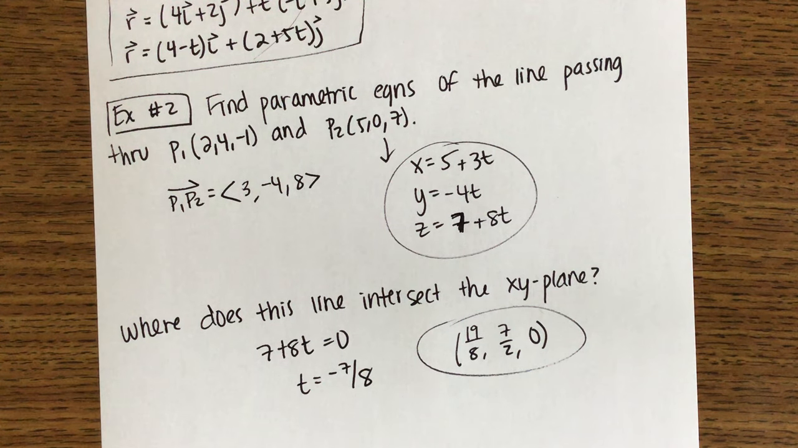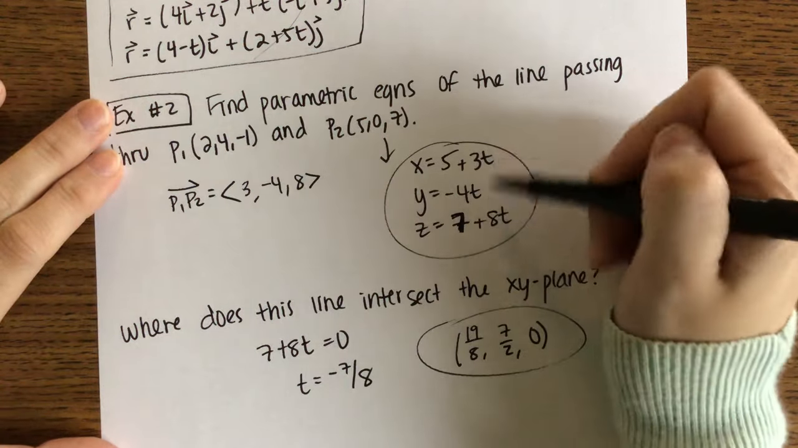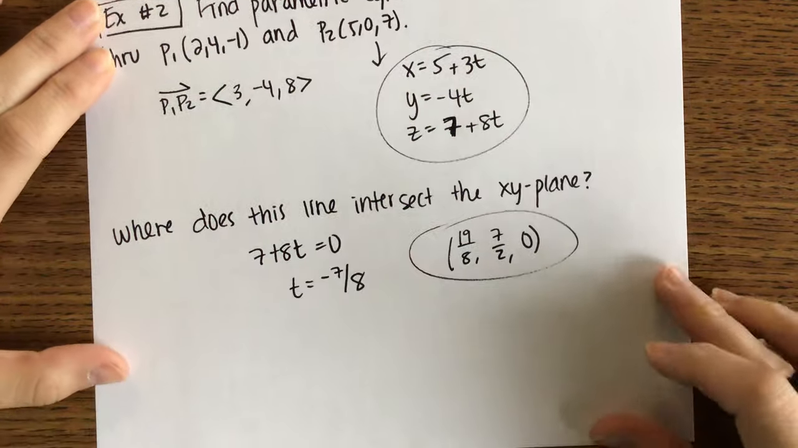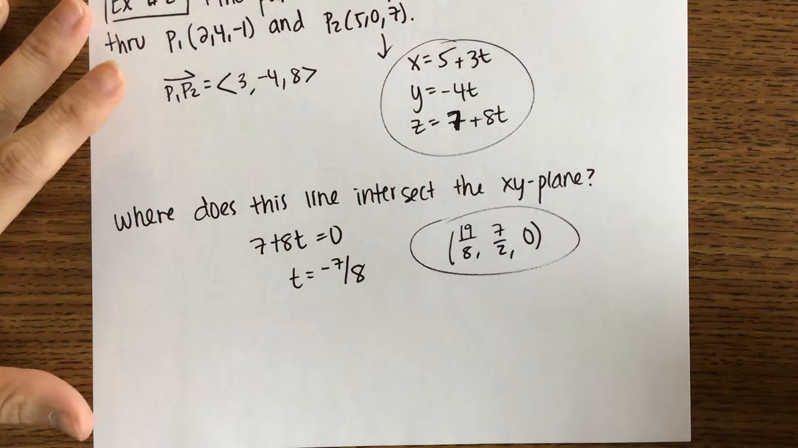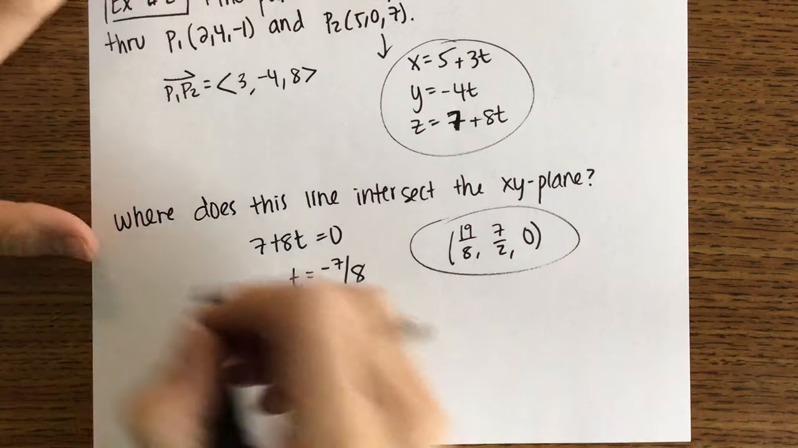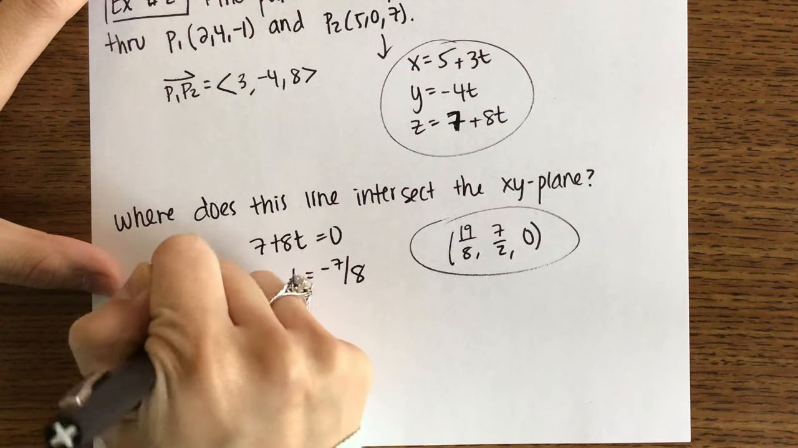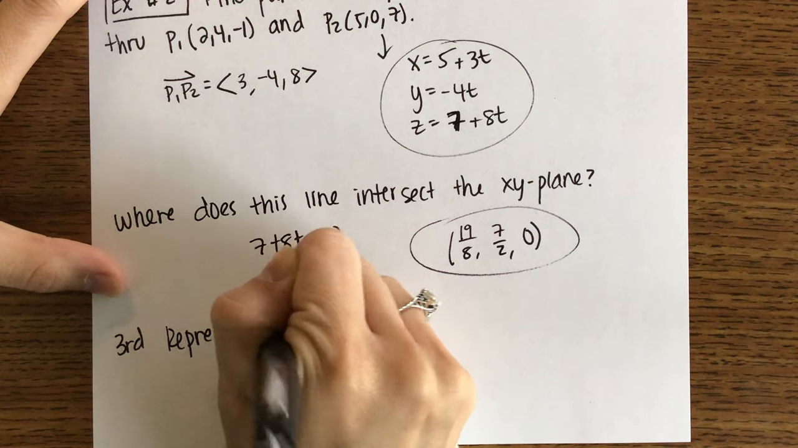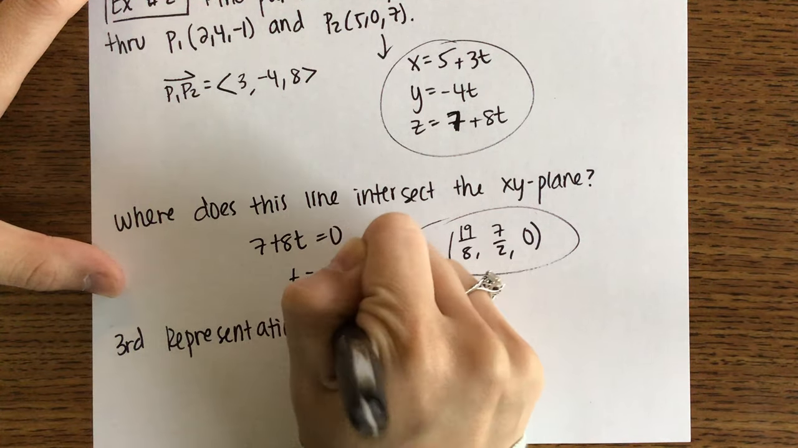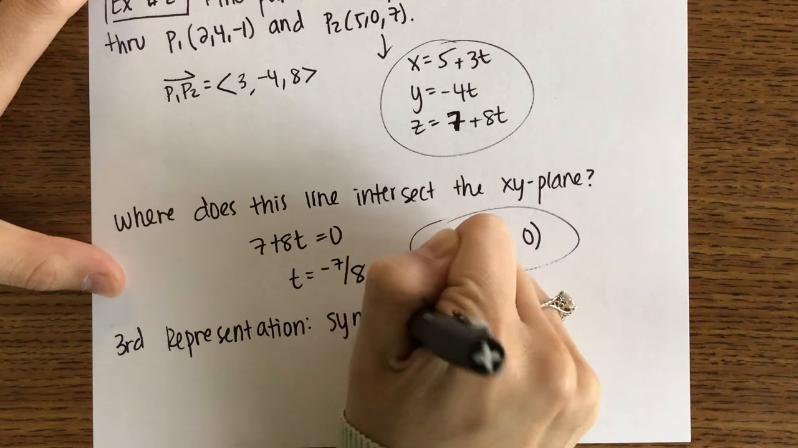Okay. Wait, what do you plug the t into? Into these equations up here. Ready for the third representation of a line? Okay, great. It's called symmetric equations. Have you guys learned symmetric equations for lines? No, that doesn't sound familiar. Okay.